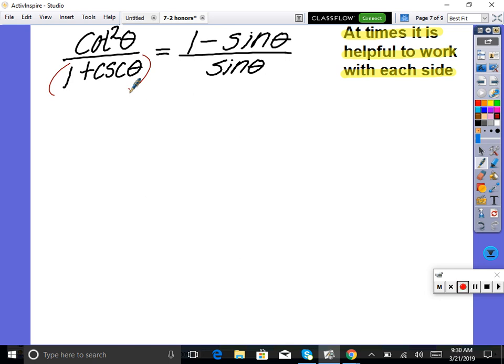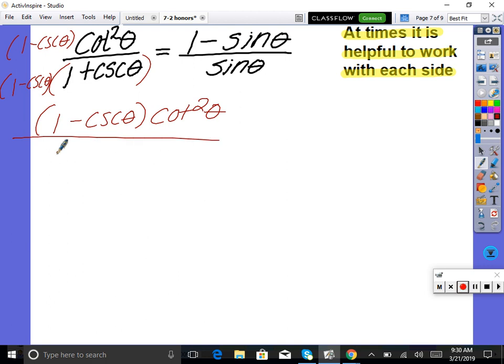The conjugate, guys, if you have 2 terms in a denominator, a lot of times it's helpful to do the conjugate. Not that I'm saying that your way would have been wrong or anyone else's way would have been wrong. I just think this is going to be the easiest, the conjugate idea. So 1 minus cosecant theta, 1 minus cosecant theta. I'm going to leave it not distributed, I'm going to leave it factored for now. Now what's on bottom? 1 minus cosecant squared theta.